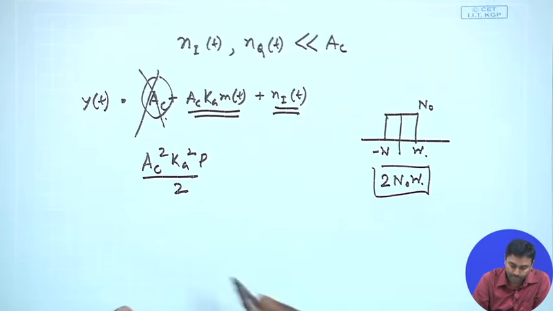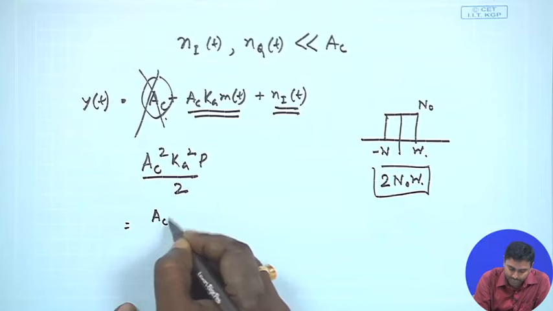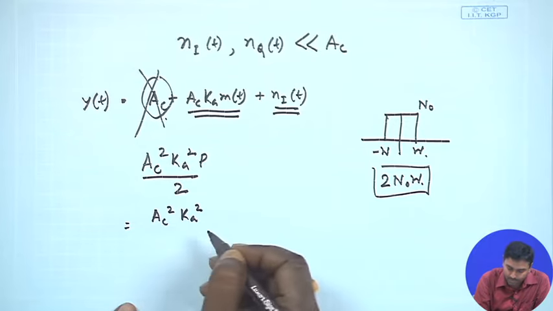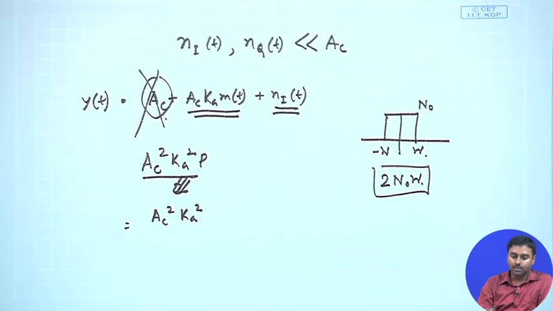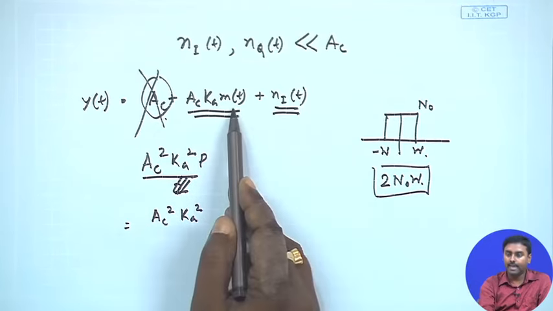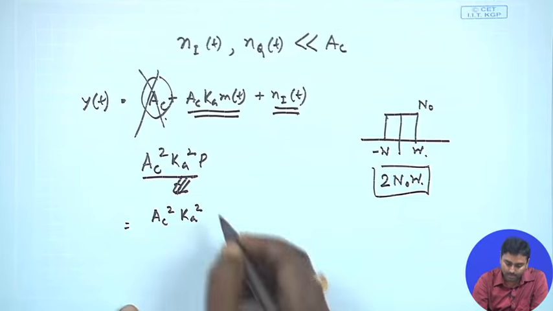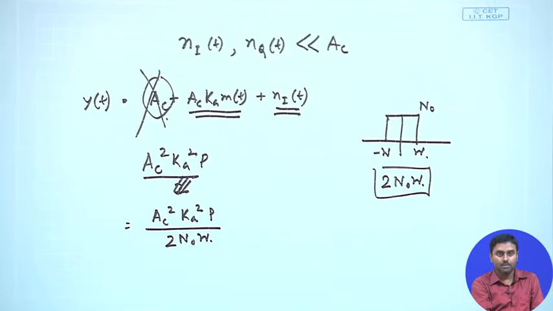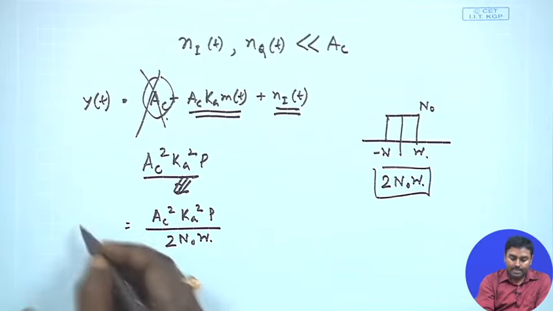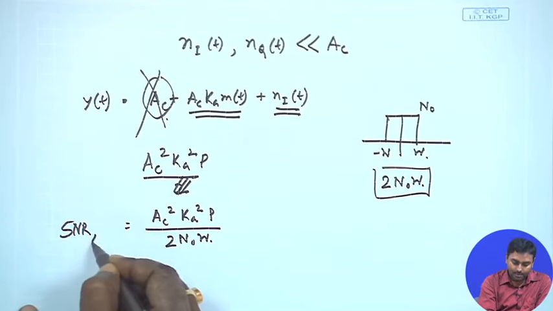So, if I put this, I will be getting A_C square K_a square... Oh sorry, this 2 I have put, there should not be any 2 because there is no modulation term, it is just directly N_0. So, it should be P divided by 2 N_0 W, right. So, that is the SNR of AM.